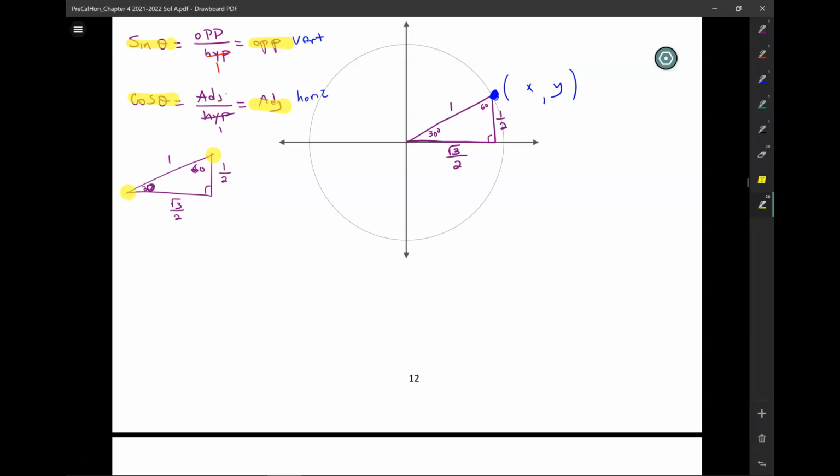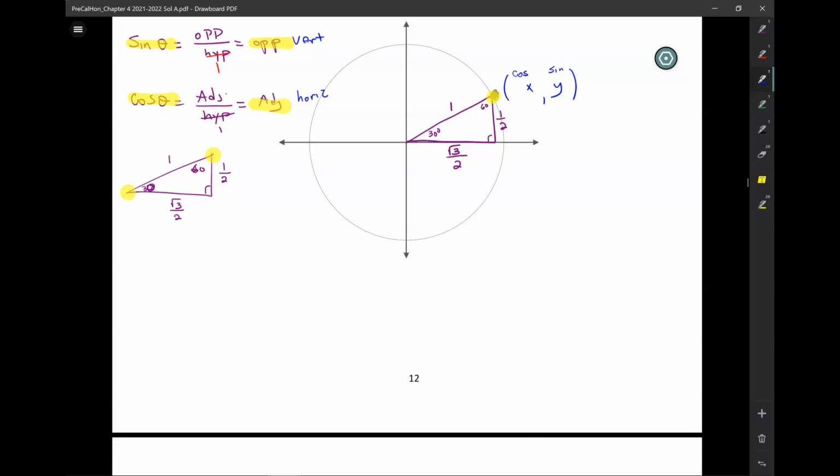So now if I take this triangle and I put it into the unit circle, the triangle vertex intercepts the arc at a certain point. That point has coordinates x, y. And again, being consistent with our sine, cosine, vertical, horizontal, we know that the horizontal side, or the x value, is the cosine, and the y value is the sine.